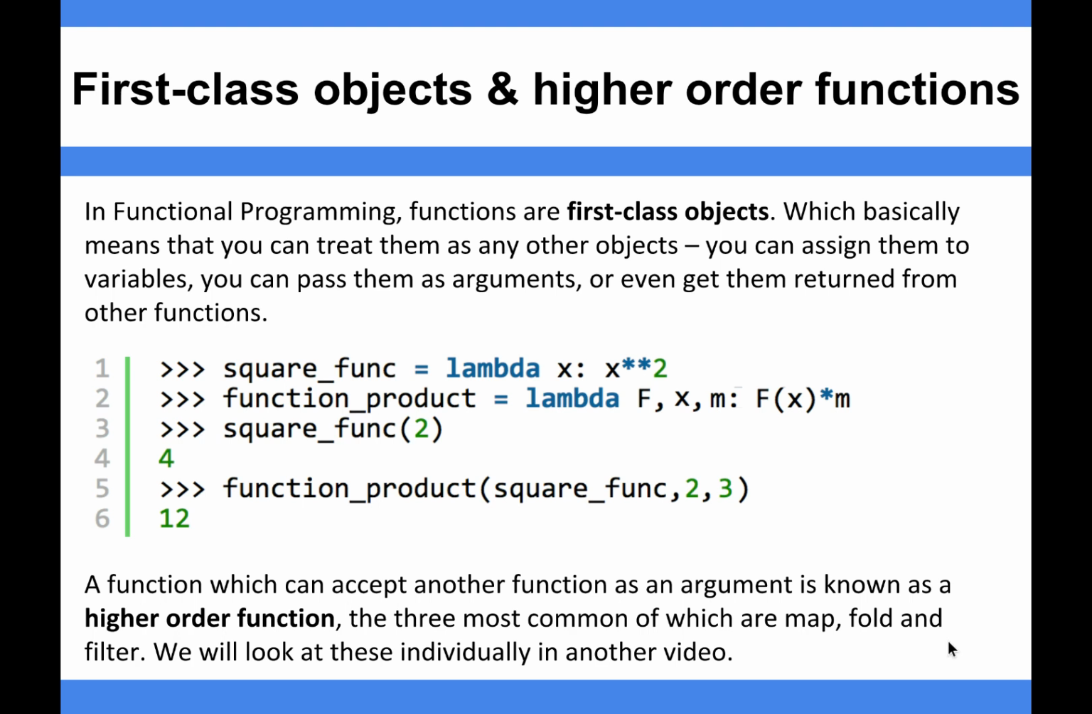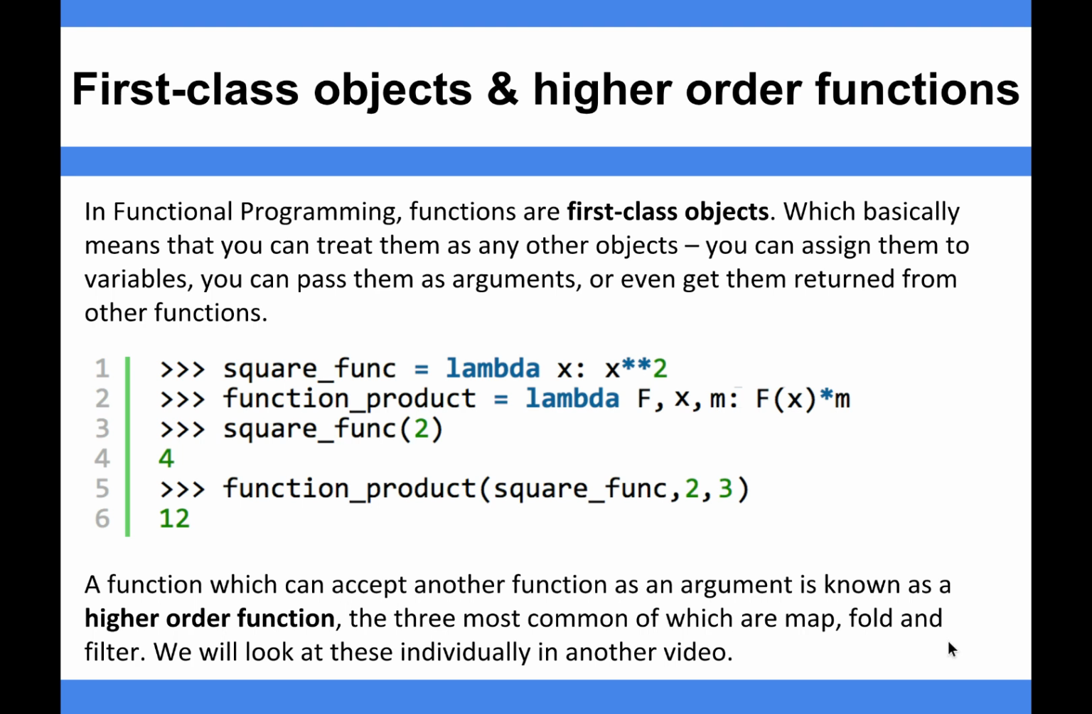So you can assign them to variables, you can pass them as arguments, you can even get them returned from other functions. So a function is a first class object, which means you can do all those things in functional programming specifically with a function. So a function could be a returned value from a function. It can be passed as an argument. It can be assigned to a variable, etc., etc.